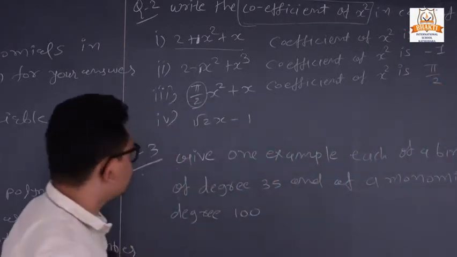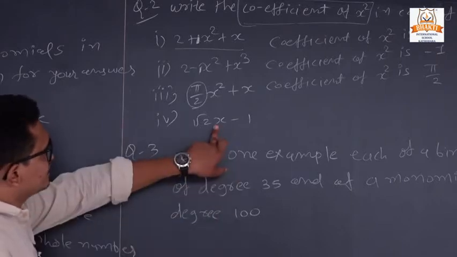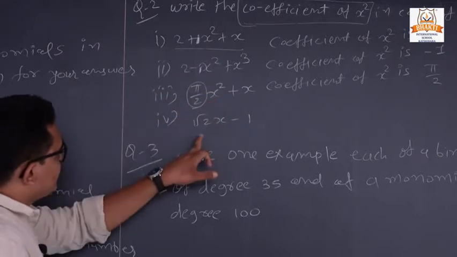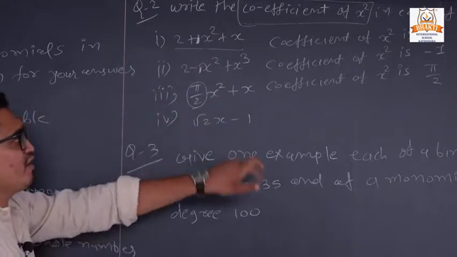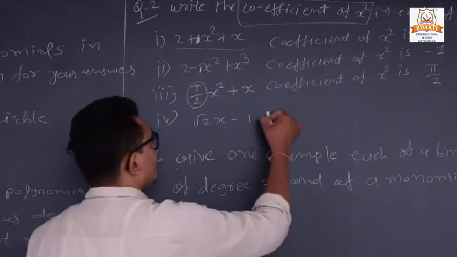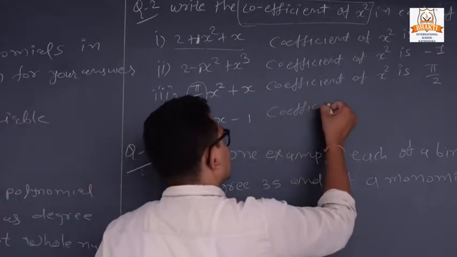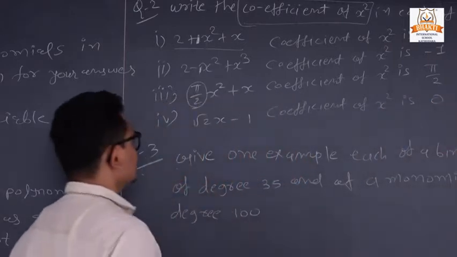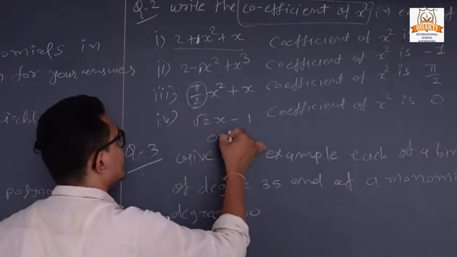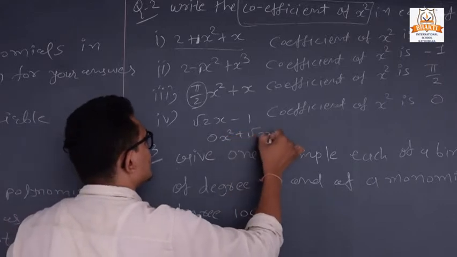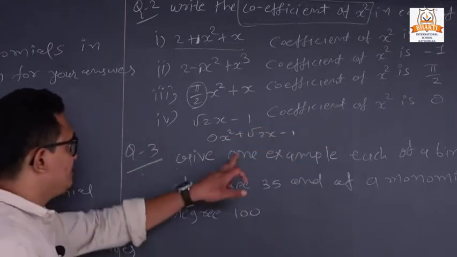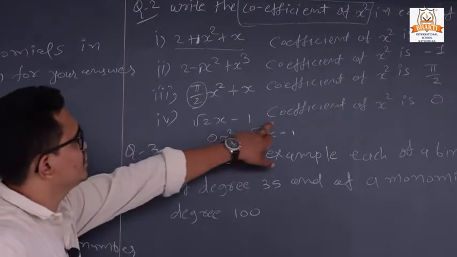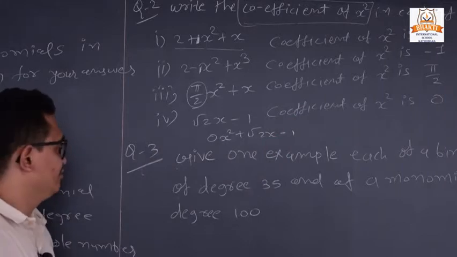Now in the next question, see that in these three questions we have the term of x square, but in the last question we don't have the term of x square. So we can write the answer of the last question as 0, because we can also rewrite it like 0 x square plus root 2x minus 1. Here we are missing that term. So it means the coefficient of x square is 0.